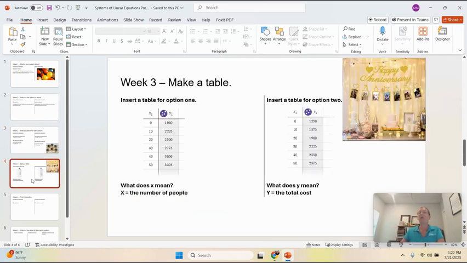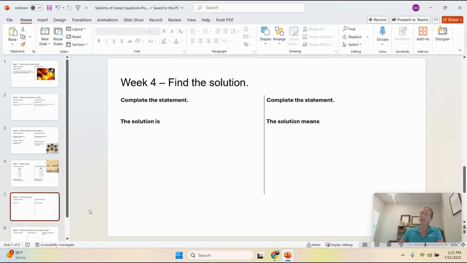Then in week 3, we used Desmos to create a table for each of the scenarios. And we talked about the total cost, the number of people, what the variables meant. So what do we have for week 4? Well, in week 4, we are looking at the solution. Now, you may be thinking, wow, I don't really know what the solution is, but no worries. If you don't even have a clue as to what your solution is, I've got a surefire way that's going to be simple for you to help find the solution, because we're going to be using Desmos again.